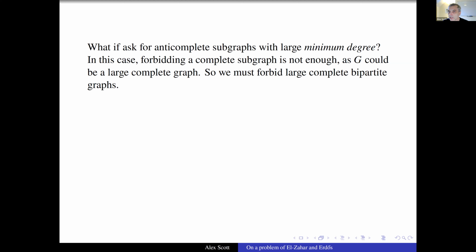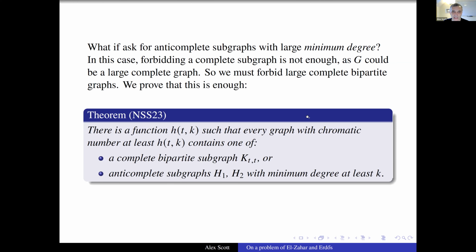So there's no triangle there even, and there's clearly no pair of subgraphs anti-complete with large minimal degree. Okay, so we're asking, if my minimal degree is large, do I get a pair with large minimal degree anti-complete to each other? So you have to forbid large complete bipartite subgraphs, and we prove that this is enough.